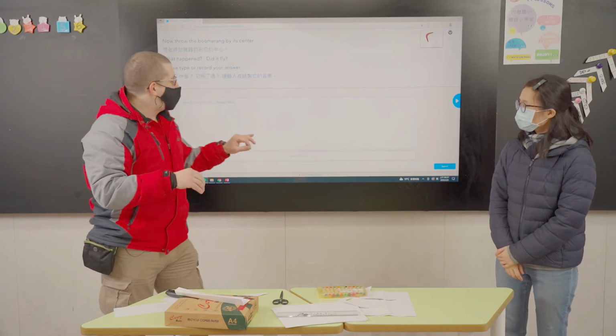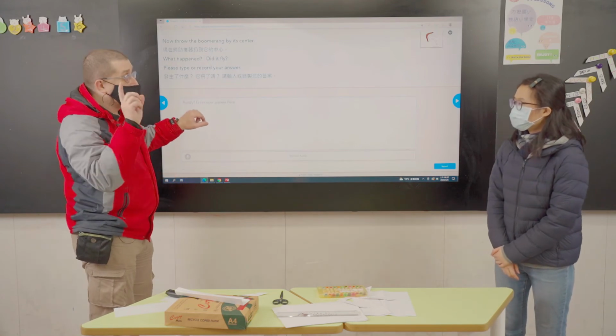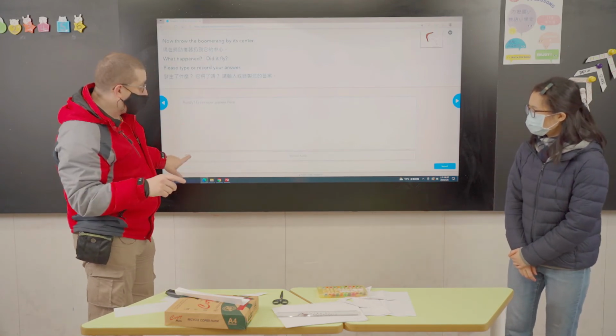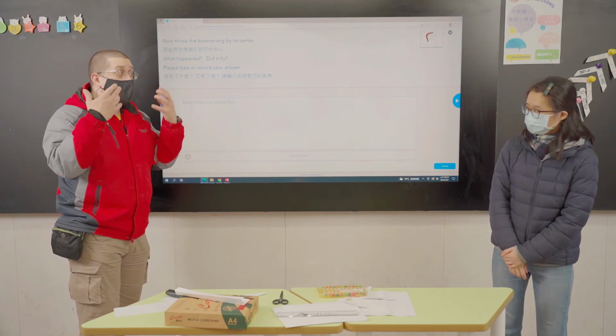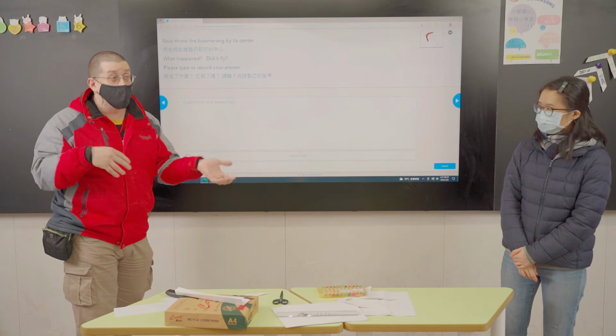So we can type in your answer here. Either type in your answer, or you can also click on this button down here and record into your phone or your tablet what happened and tell me the answer in English or in Chinese.